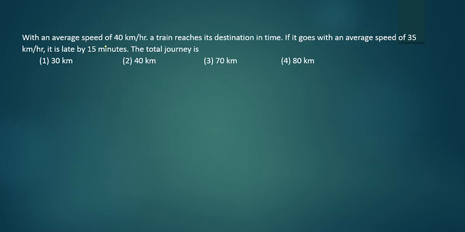With an average speed of 40 km per hour, a train reaches a destination in time. If it goes at an average speed of 35 km per hour, it is late by 15 minutes. The total journey is simple. While traveling this distance, dividing distance by speed will give you the time. So d by 35 is time 1, and time 2 is d by 40, because it is the same distance.